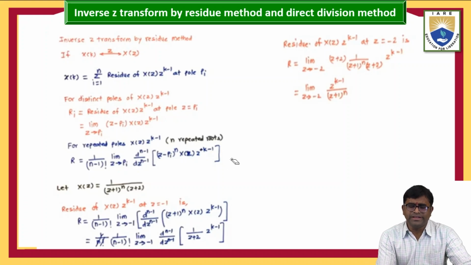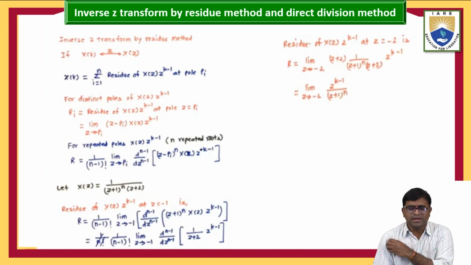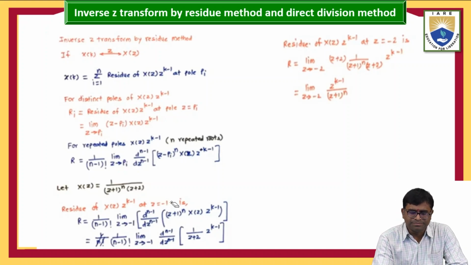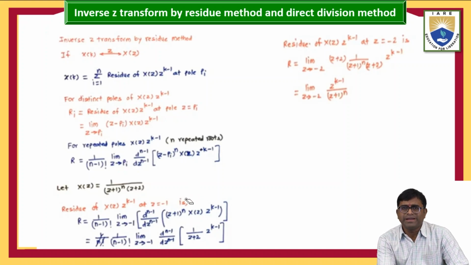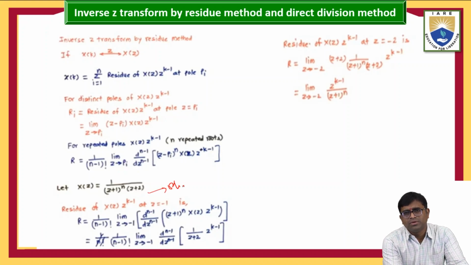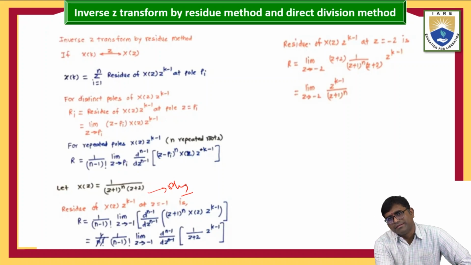I am taking one example here. Let us consider x of z equals 1 by z plus 1 whole power of n into z plus 2. First of all, I take the residue of x of z into z power of k minus 1 at the pole z equals minus 1. But here power of n will be there. The denominator part gives the poles, so z plus 1 power of n means n terms of poles are repeated.